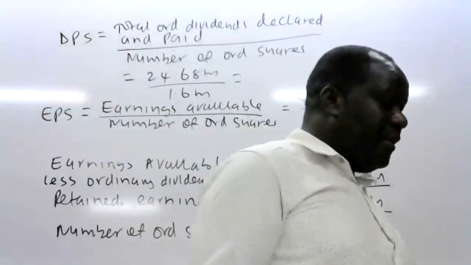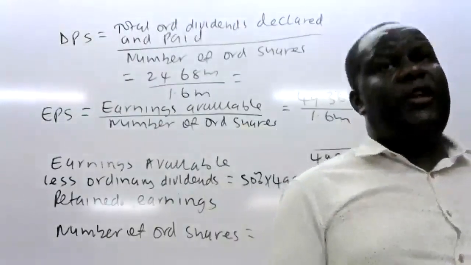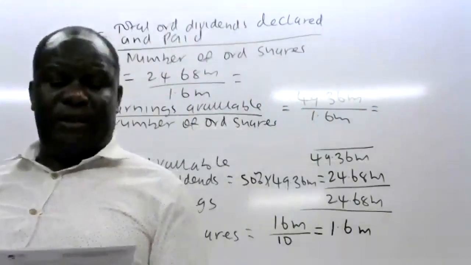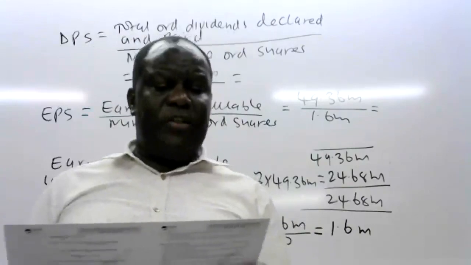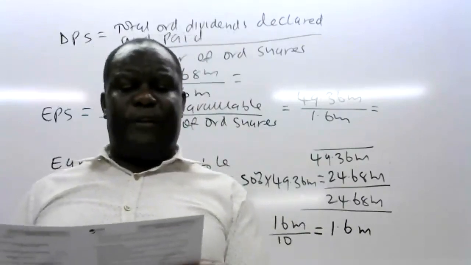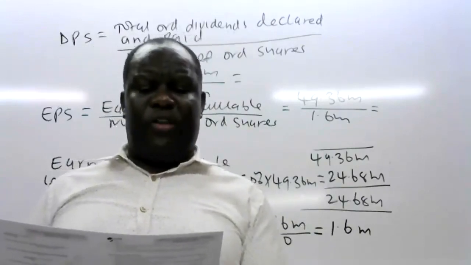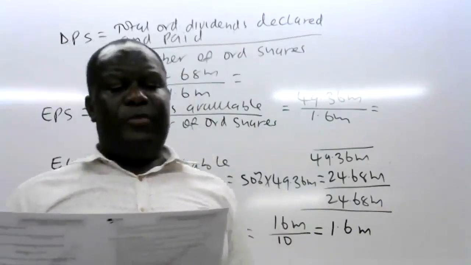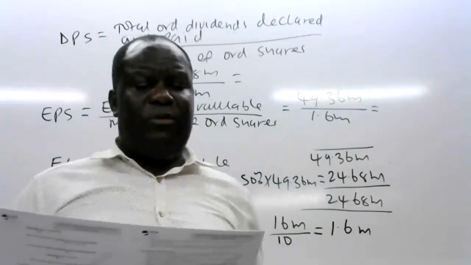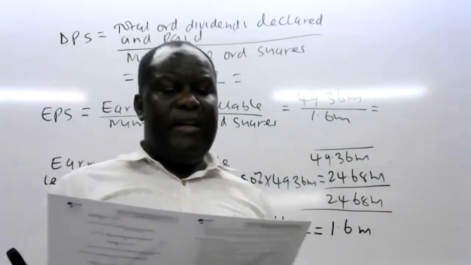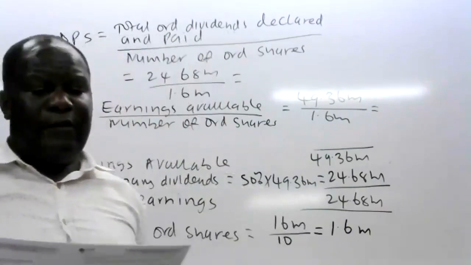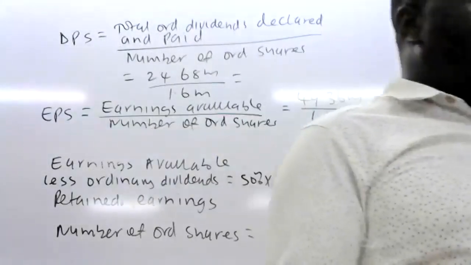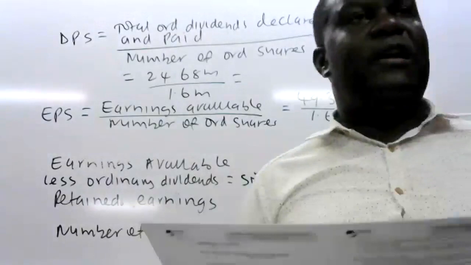Number 1 is the earnings per share. This ratio indicates the profitability available to each share held by the investor. It is computed as earnings available for the ordinary shareholders divided by the number of ordinary shares issued and fully paid.